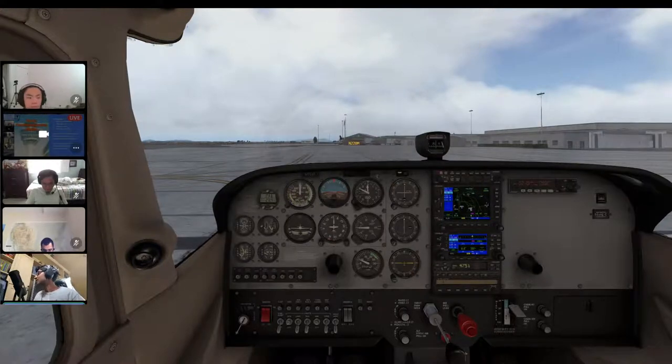To get a VFR departure at 5,500 southeastbound. Everyone, Bravo Alpha, Oakland Ground, Roger. Just change over to Information Alpha if you can't hear it. Let me know. I'll have to recycle it.